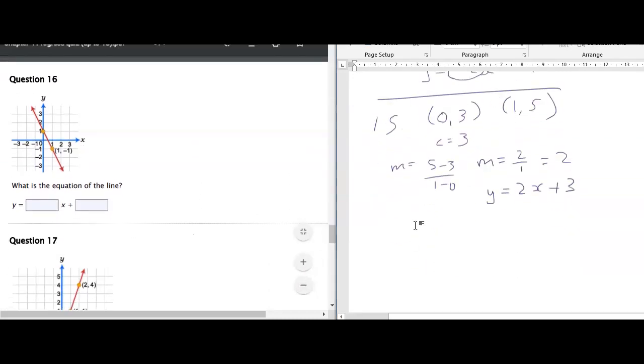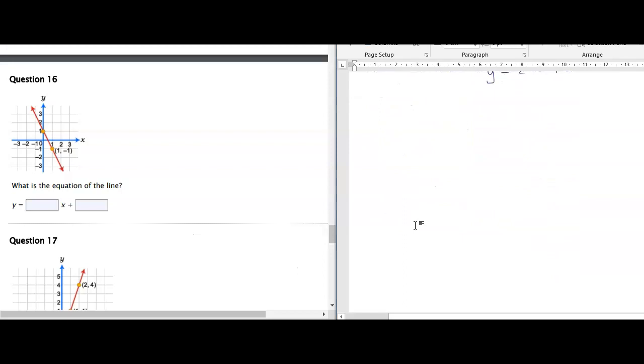Okay, moving on to question 16. We're getting into some harder ones now. What is the equation of this line? Your y-intercept is 1. Your gradient is negative. How many are we going down by? I can't draw in here, I apologize. I'm going down 1, 2, and going across 1. So my gradient is negative 2. So your equation is y equals negative 2x plus 1. You can just fill that in the blanks.